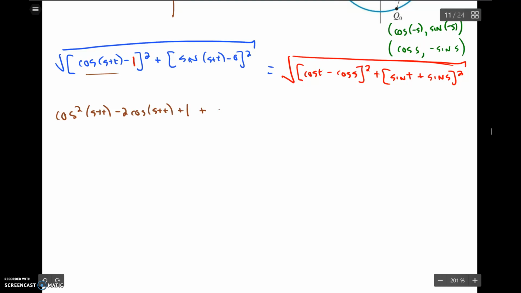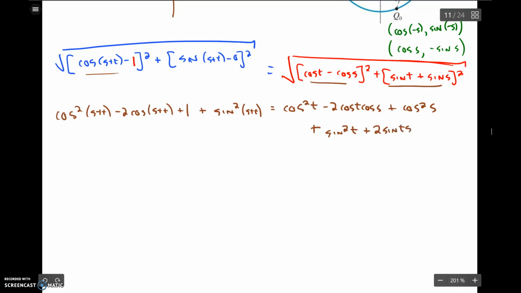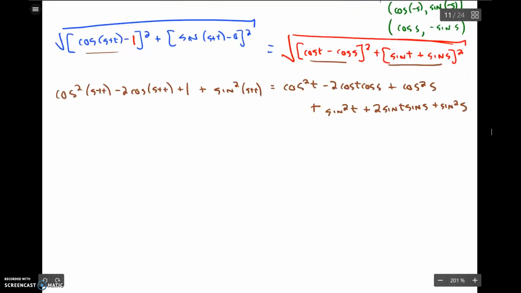Plus, square this. That's just sine squared s plus t equals, square this, cosine squared t minus 2 cosine t cosine s plus cosine squared s plus, run out of room, square this one, sine squared t plus 2 sine t sine s plus sine squared s. It looks like it's a mess, but we're really getting close.